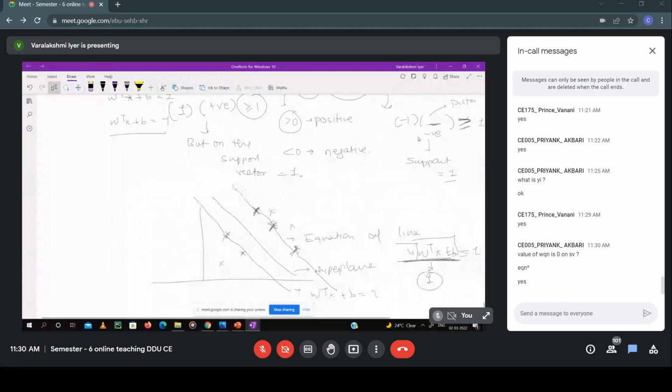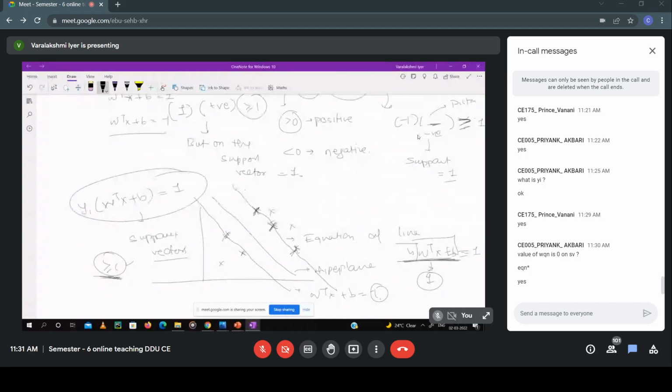So ultimately, can you say that yi into W transpose X plus B is equal to 1 for all the points which are support vectors? And for the rest of the points, it will be greater than or equal to 1. Are you getting this point or not? For all the points that will be correctly classified, this value will always be greater than or equal to 1.